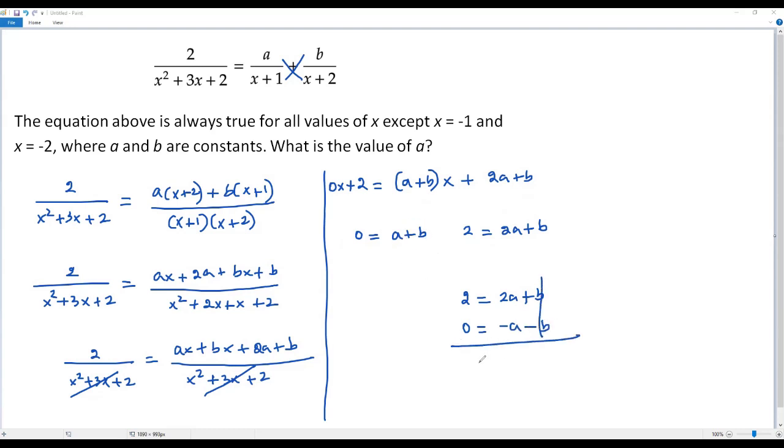So here positive b and negative b will cancel out. When I combine this 2 and 0 on the left side, it's 2. When I combine this 2a and negative a on the right side, I get a. Okay, here I got the value of a. It is 2.